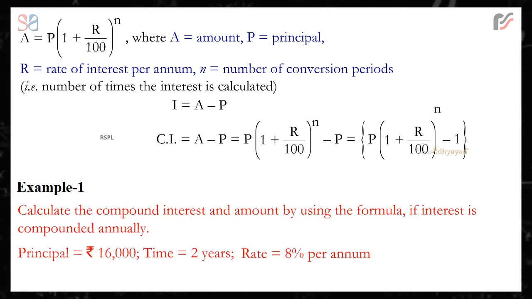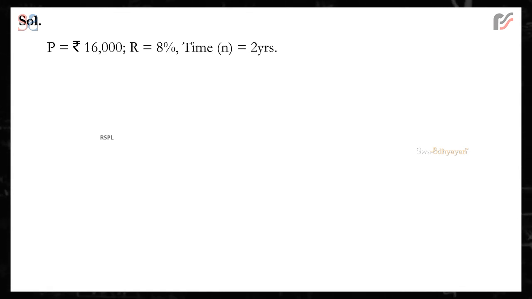Example 1. Calculate the compound interest and amount by using the formula if interest is compounded annually. Principal is equal to rupees 16,000, time is equal to 2 years, rate is equal to 8% per annum. Solution. P is equal to rupees 16,000, R is equal to 8%, time n is equal to 2 years.